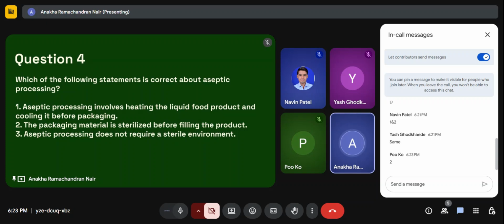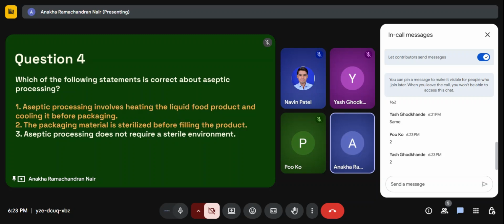Okay, someone is saying 2. Okay, alright, so maybe let's see what the answer is. So 2 is an answer.